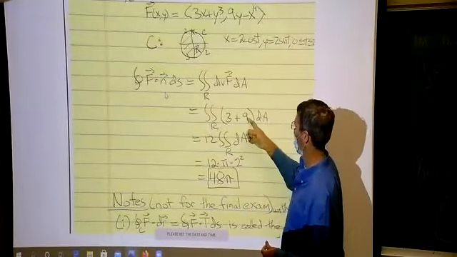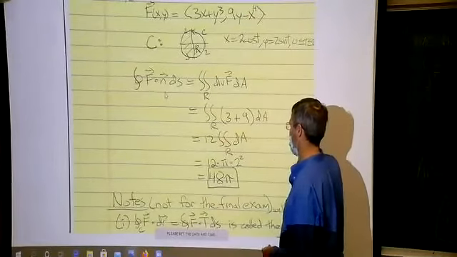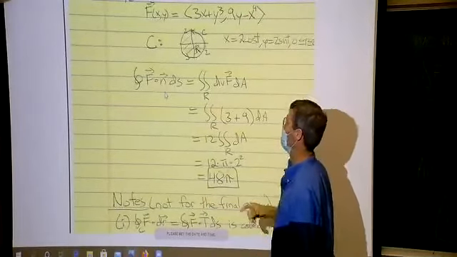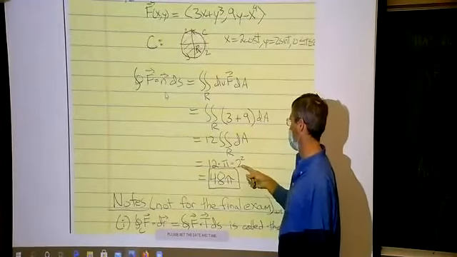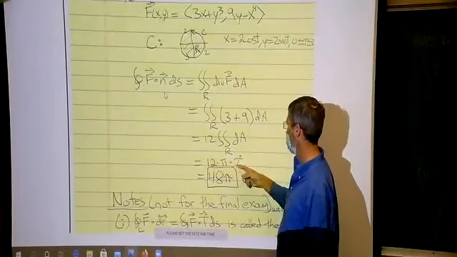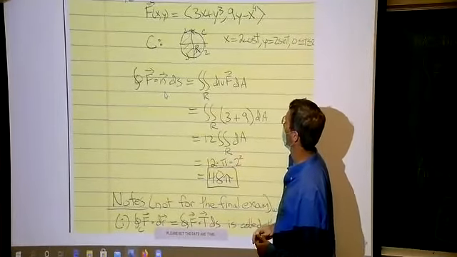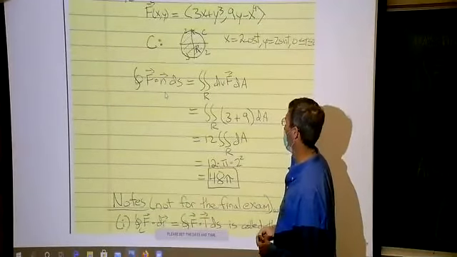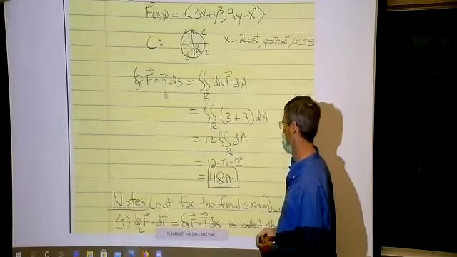So if I want to take the double integral of 12, I pull the 12 outside, and I have the double integral of dA, which is just the area. Boy, is that easy. It's the area of a circle: pi times r squared, pi times 2 squared. So I take 12 times pi times 2 squared, and I get 48 pi, which is actually the flux, using the vector form of Green's theorem.